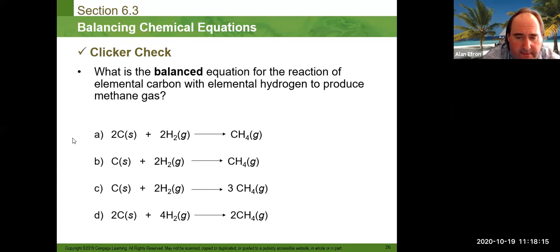All right. So here, why don't you give this one a go? We want the balanced equation for the reaction of carbon with hydrogen to produce methane. So see what you come up with for the balanced equation.